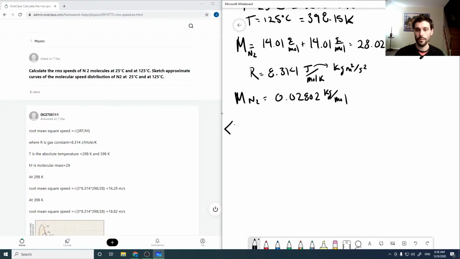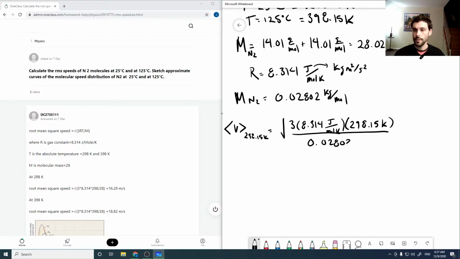So our average speed at 298 is the square root of 8.314 joules per mole Kelvin, 298.15, and all divided by 0.02802 kilograms per mole. And so the Kelvin will cancel, the mole will cancel, and the kilogram is going to cancel with the kilogram in here, leaving us with meters squared per second squared, which is good, because when you take the square root of that, our speed is going to be in meters per second, which is the appropriate units.